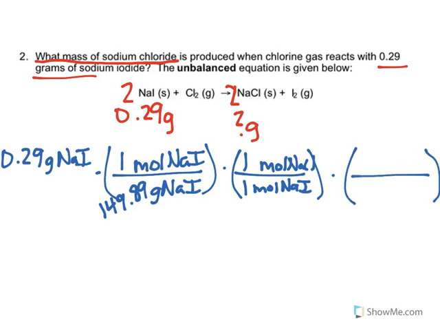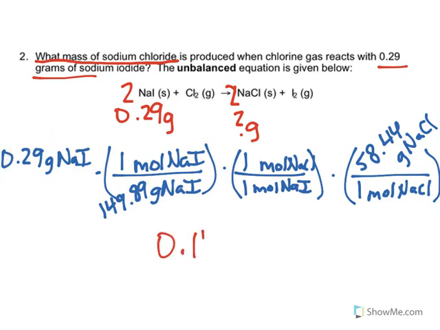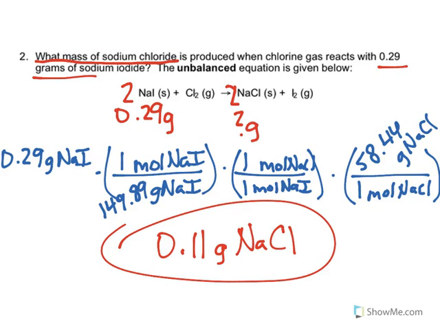And now let's go to grams. Again, I don't want moles of NaCl. I'm looking for grams of NaCl, and 1 mole is 58.44 grams of NaCl. Plugging that into your calculator, and again, only having 2 sig figs here, should come out to an answer of 0.11 grams of NaCl. And if you're going to put a sentence to that one, you can make 0.11 grams of NaCl by reacting 0.29 grams of sodium iodide.